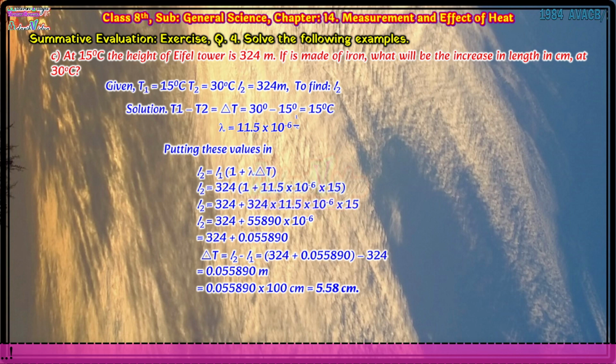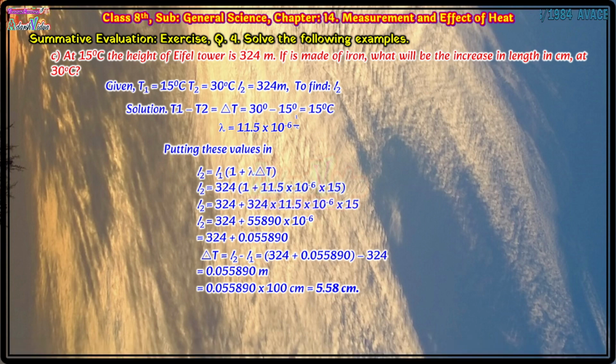ΔL equals L2 minus L1 equals 324.055890 minus 324 equals 0.055890 m. Is equal to 0.055890 × 100 centimeters equals 5.58 centimeters. So, finally, the answer is: the increase in length will be 5.58 centimeters.